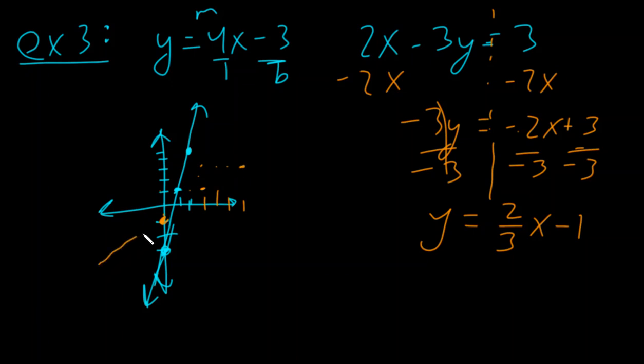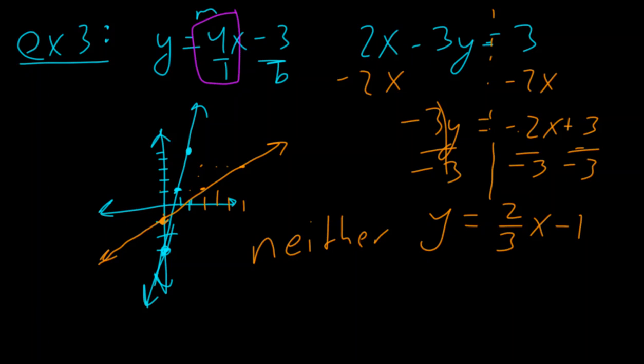And you're going to notice something. Yes, these lines, they intersect, but they don't intersect at right angles, and therefore they are neither parallel nor perpendicular. And we could have known that from the very beginning, because 4 over 1 and 2 over 3 are not the same, and they're not opposite reciprocals of each other.